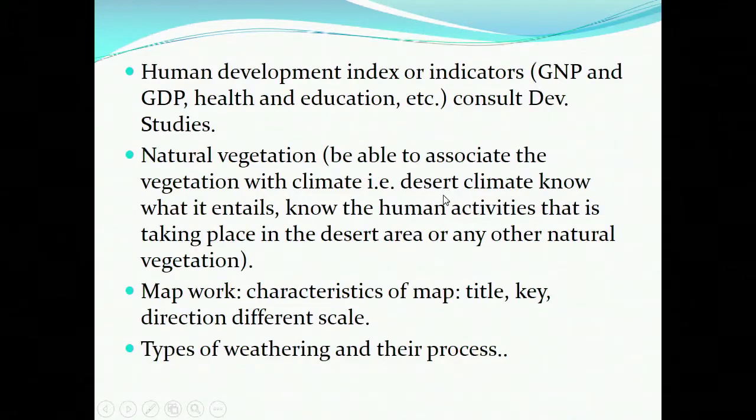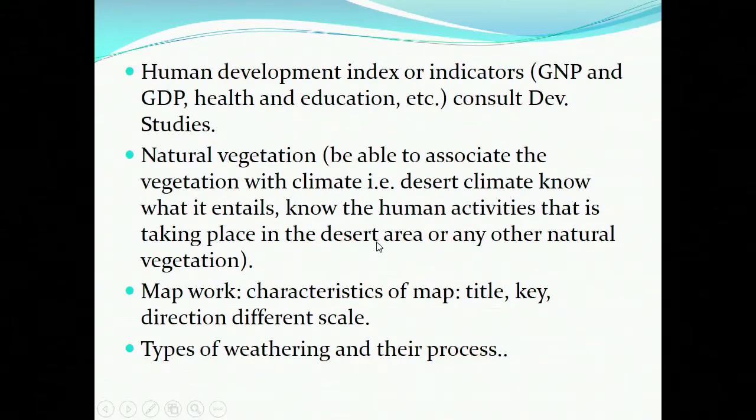For example, the desert climate, know what it entails. Know the adaptation of either animals or vegetation. How do they adapt to the climate of the desert? So does the tropical rainforest, for example. And again, at the same time, you must also know the human activity that is taking place in either the desert area or any other natural vegetation.